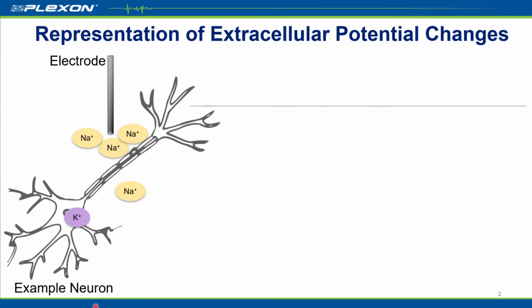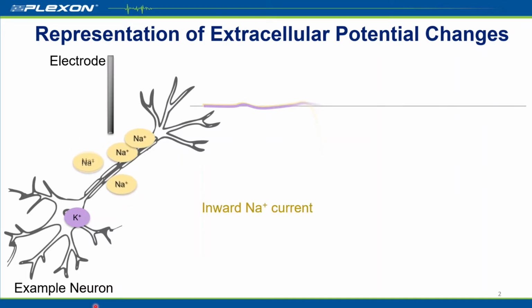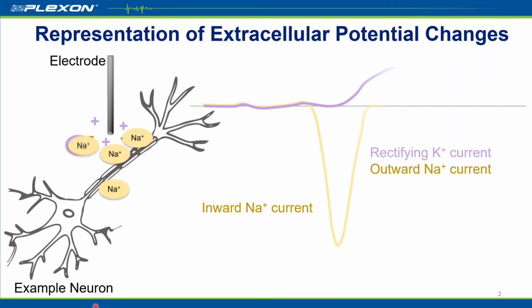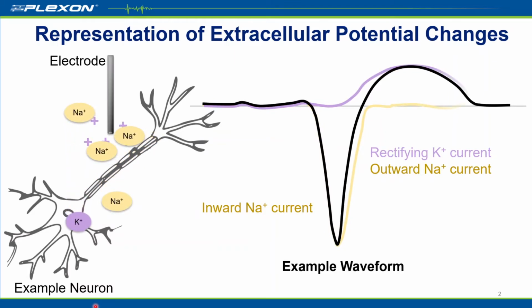When there is no activity, there is a baseline of charge. When the neuron fires an action potential, sodium moves into the cell. Since positive charges are moving into the cell, the extracellular potential would decrease. The potassium rectifying current then moves positive charge to the extracellular space. Together, these currents average into the waveform that is captured during extracellular neuronal recording.